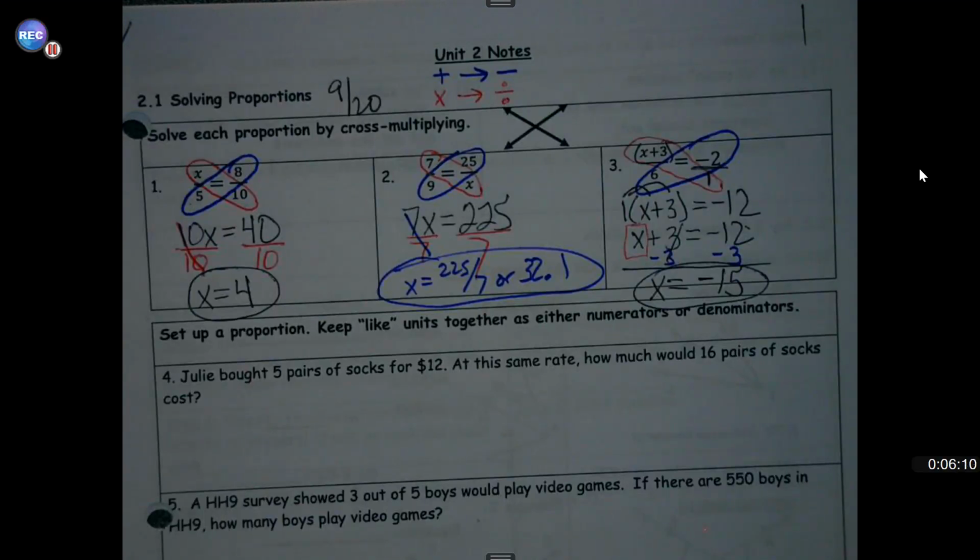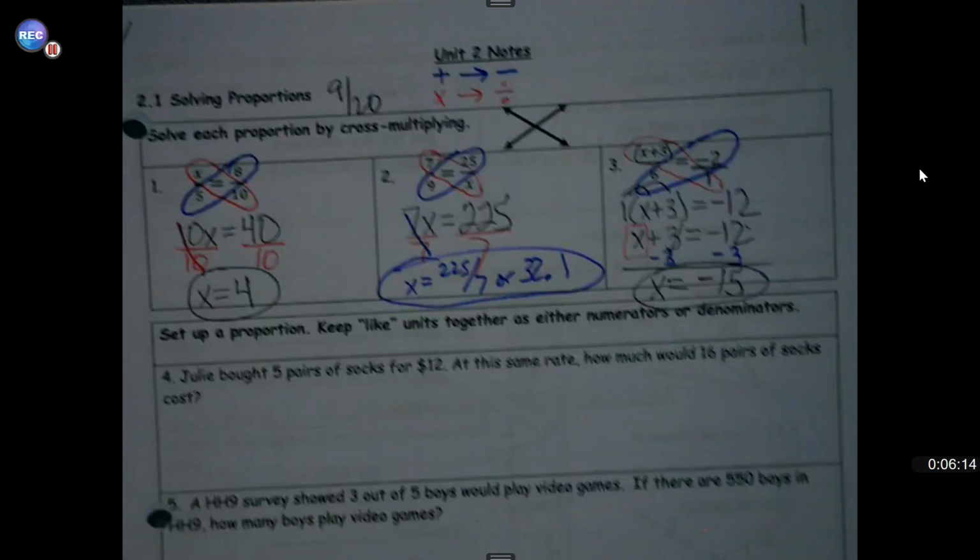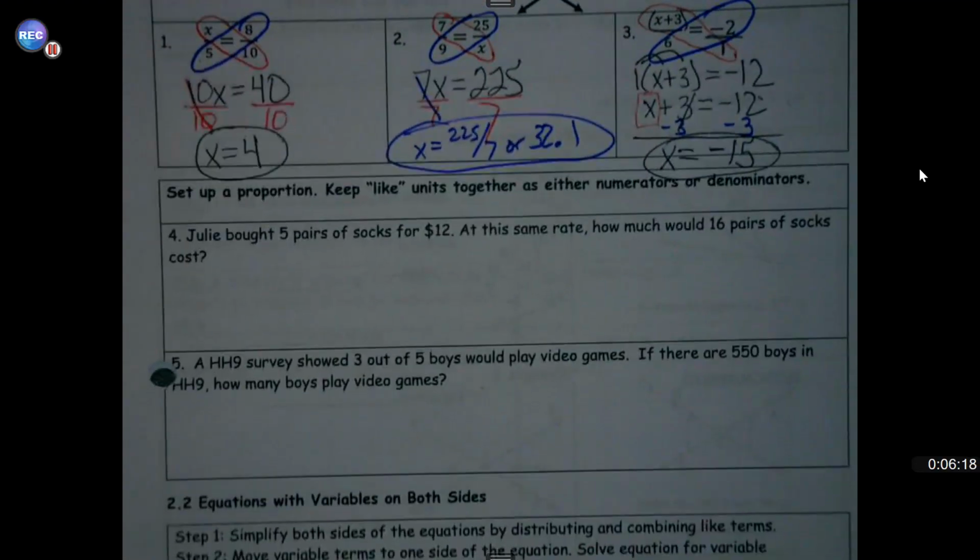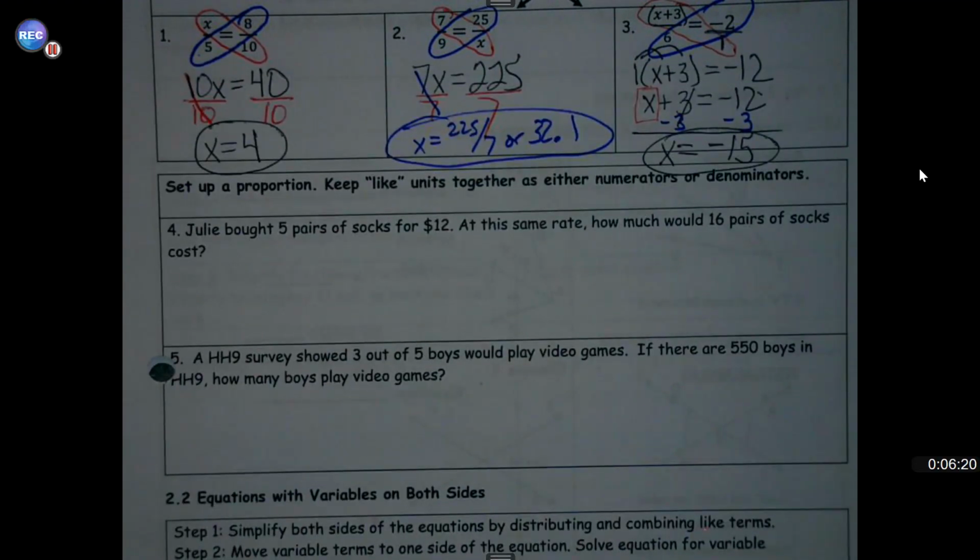Now, don't think, oh my gosh, it's words. Nope, just going to skip those. These are not going to be bad. That's why we're going to get you some examples to be looking at, very straightforward here. So, okay, set up as a proportion. Keep the like units together in the numerator and denominator.